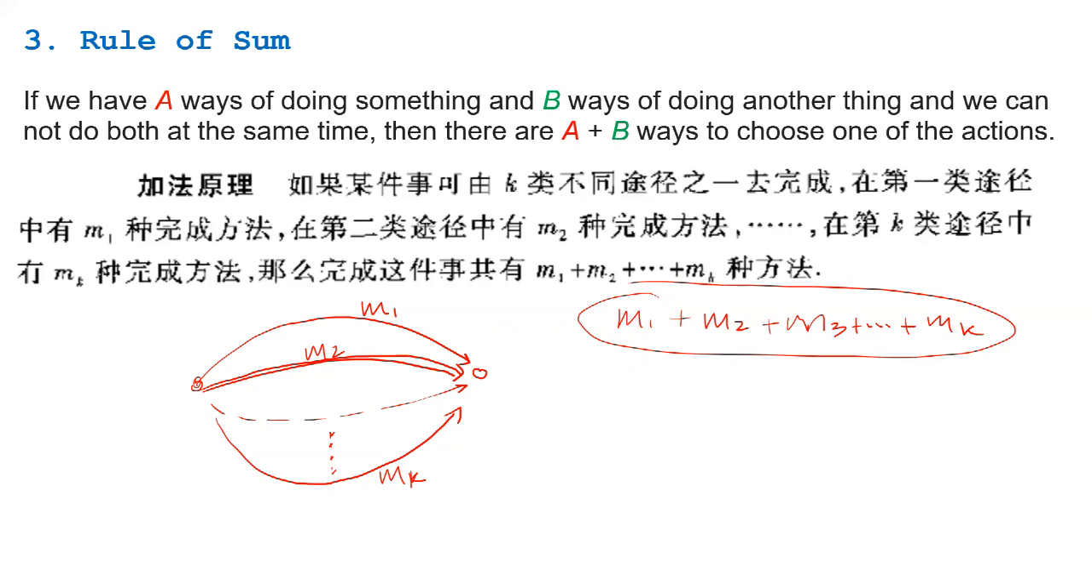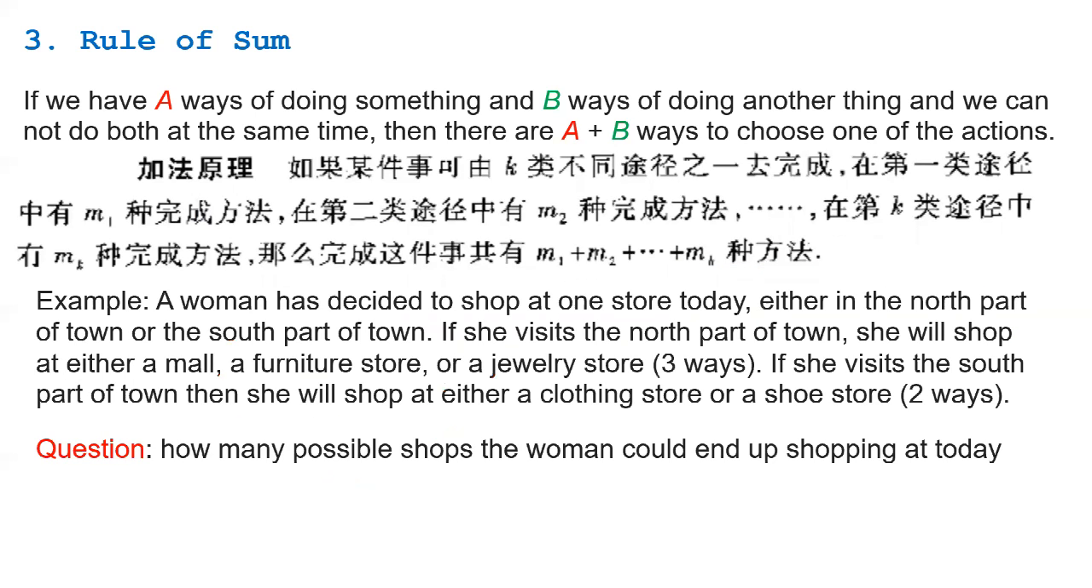Okay, let's see a concrete example. A woman has decided to shop at one store today, either in the north part of town or the south part of town. If she visits the north part of town, she will shop at either a mall, a furniture store, or jewelry store, 3 ways. If she visits the south part of town, then she will shop at either a clothing store or a shoe store. The question is, how many possible shops the woman could end up shopping today?